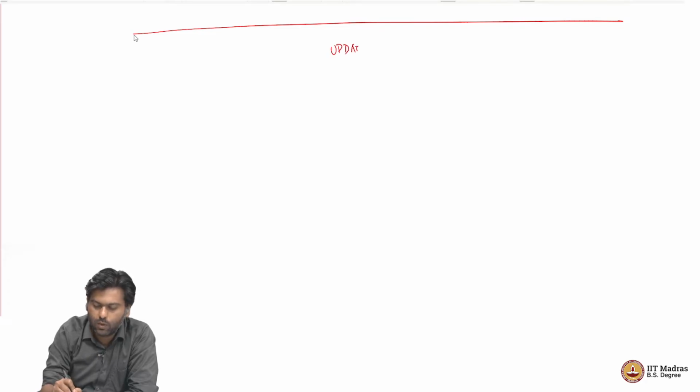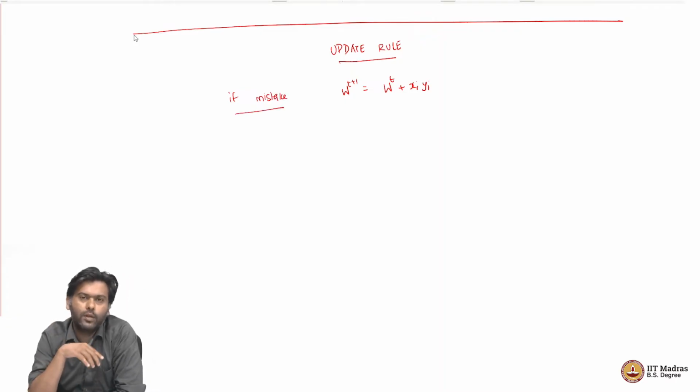So the update rule of Perceptron is a very simple update rule. It just says that W_{t+1} is W_t plus x_i y_i if there is a mistake. Now there are two different ways you can make a mistake, right? So what are these two different ways your current W_t can go wrong on a data point?